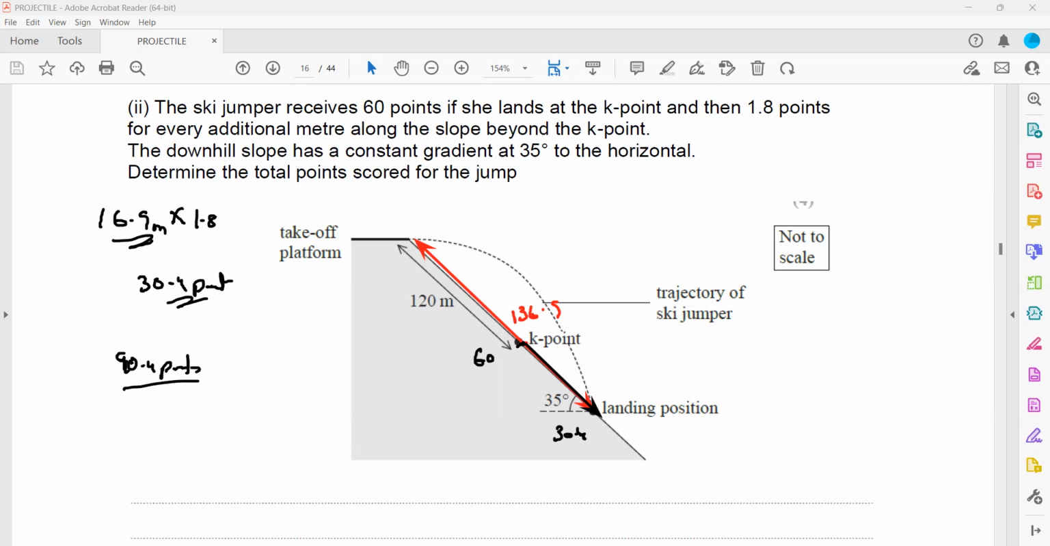Because to reach the K point, it will score 60. And after the K point, every extra meter is 1.8 points. So 16.9 extra meters covered, 16.9 into 1.8, that's why it is 30.4. So 30.4 plus 60 will give us 90.4 points scored by this jumper.